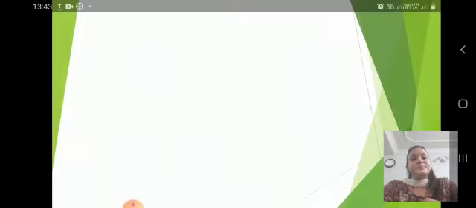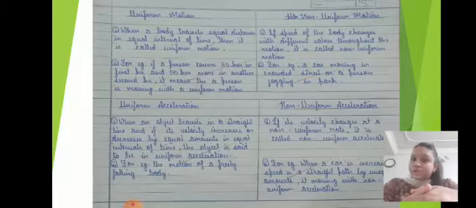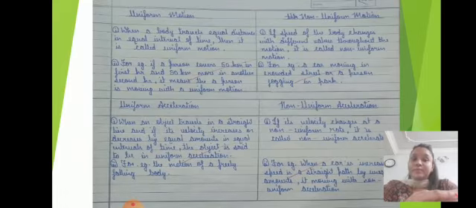Next, uniform motion and non-uniform motion. These are the two types of motion. Uniform motion: when a body travels equal distance in equal intervals of time, it is known as uniform motion.